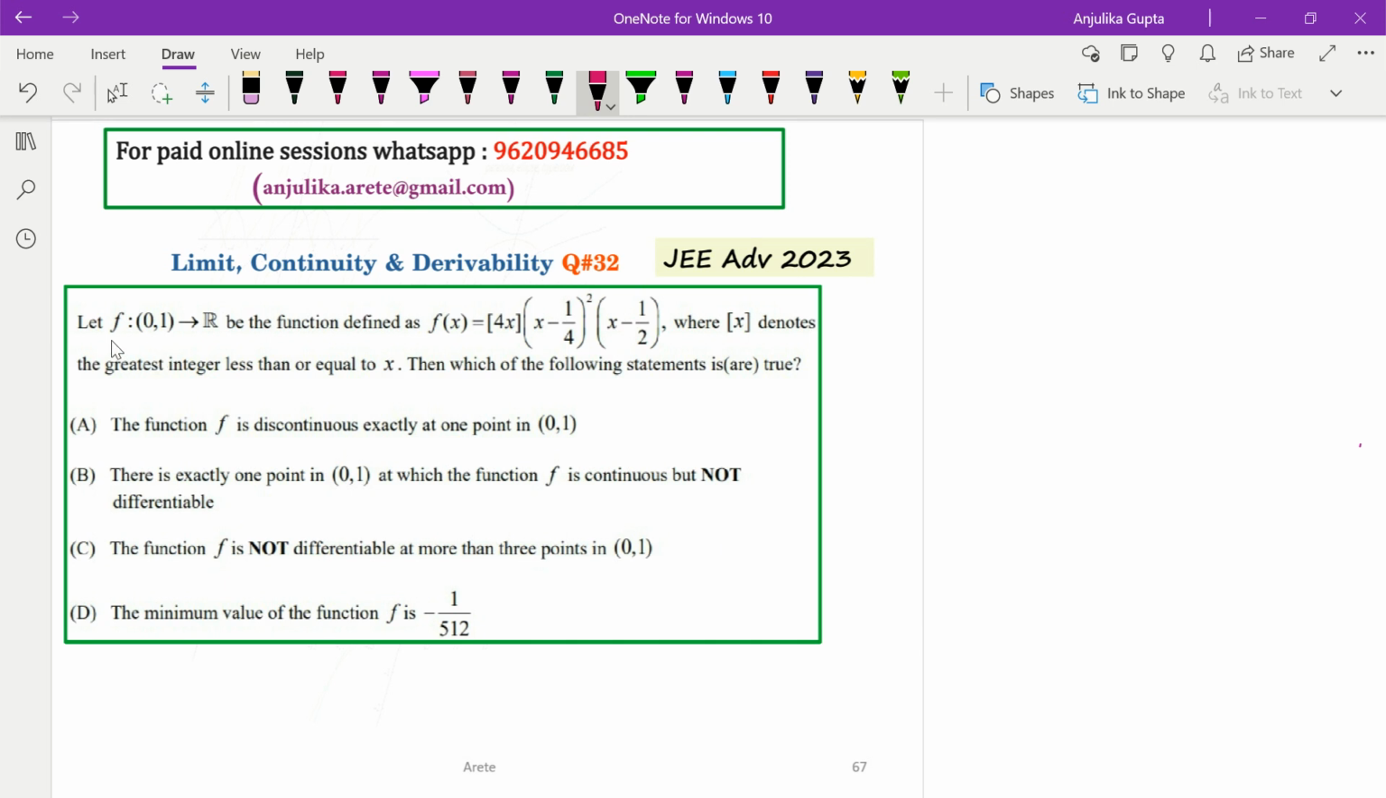Given to you is your function defined on (0, 1), defined like this. Everything is known, everything is very good, except this square bracket which says that it is a greatest integer function, that is, the greatest integer that is less than or equal to that number. Now they are asking about continuity of the function, derivability of the function, mean value, etc.